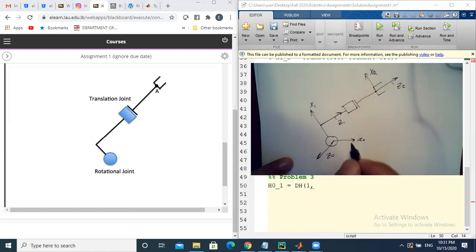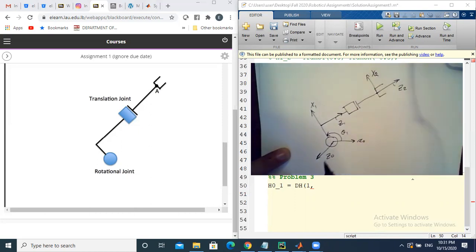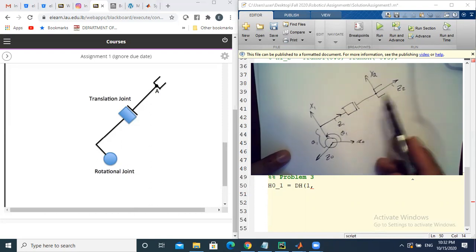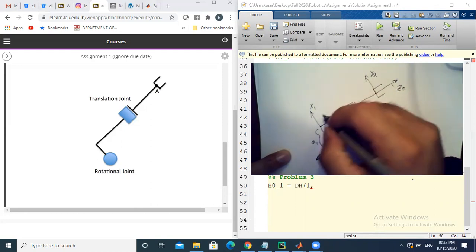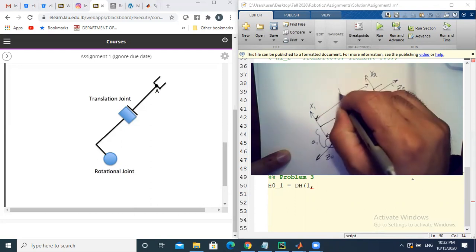We said theta is the angle between x0 and x1, so this is my theta 1, right? And we said A is the distance between the z-axes, so this is my A1. And d1 is the distance along the z-axis between x0 and x1. This is planar, so that is 0. Next, A is the distance between the z-axes; z1 and z2 are collinear here, so we literally only have this guy, which is d2.